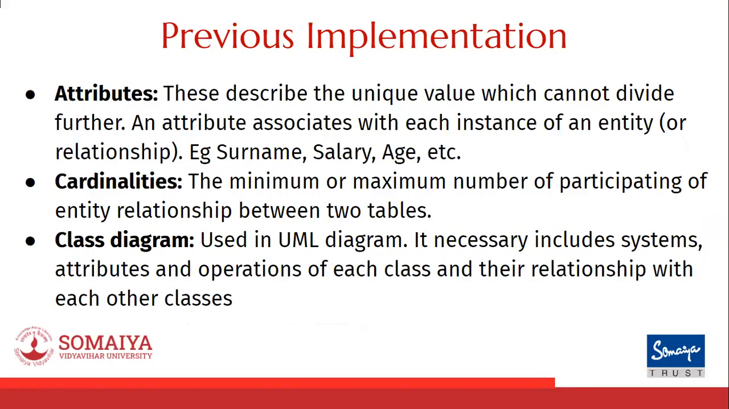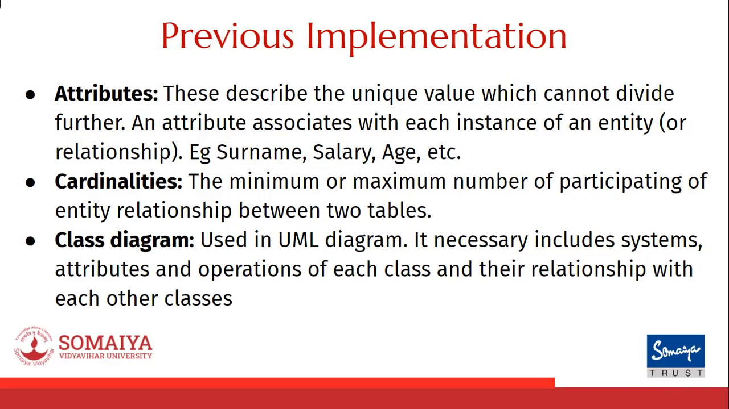Attributes. These describe the unique value which cannot divide further. An attribute associates with each instance of an entity or relationship. Example surname, salary, age, etc. Cardinalities. The minimum or maximum number of participating of entity relationship between two tables.